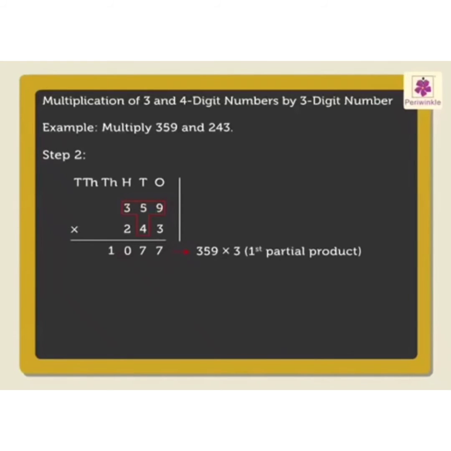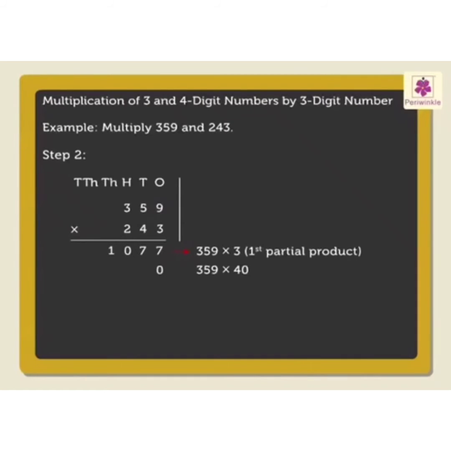Step 2. Multiply 359 by the digit in the tens place of the multiplier, that is 4. As the digit 4 is in the tens place of the multiplier, we are actually multiplying 359 by 40. So, we write a 0 below the digit 7 of the first partial product.